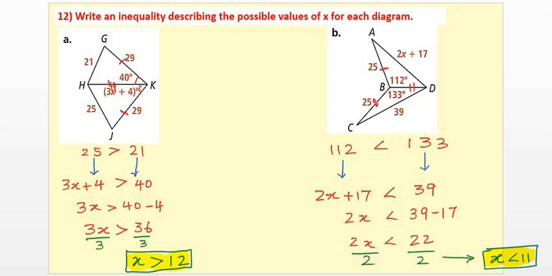case in this one. This 25 is equal to 25, and this is the common side. 112 and 100, let me highlight it for you. 112 and 133 are the included angles. By looking at these two included angles, we can decide about the opposite sides, that 2x plus 17 will be less than 39, because 2x plus 17 is opposite to a smaller angle as compared to 39. And in the final, the next steps are very simple. You just have to solve them and then get the answer.